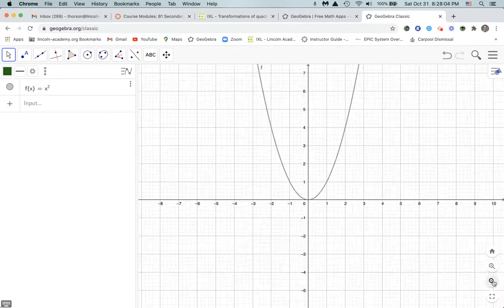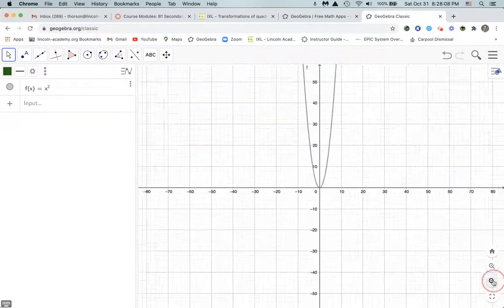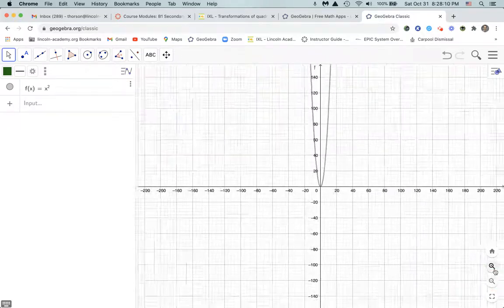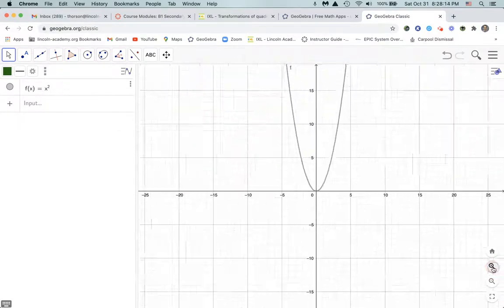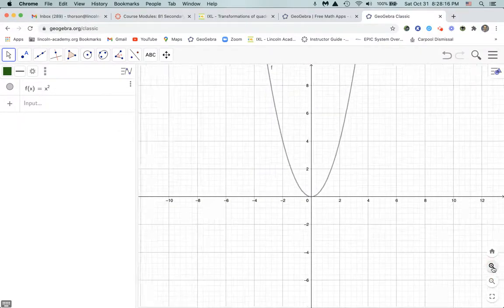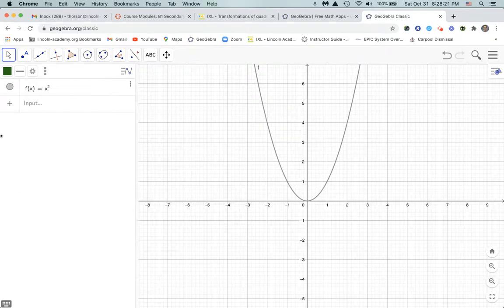And again, I can zoom out. You can see that it just keeps going up and up and up. And then I can zoom back in. And we're going to stay zoomed in to about right there. All right. So this is what we call the parent function, or the most basic quadratic function.